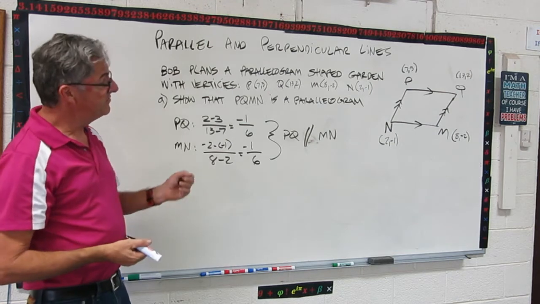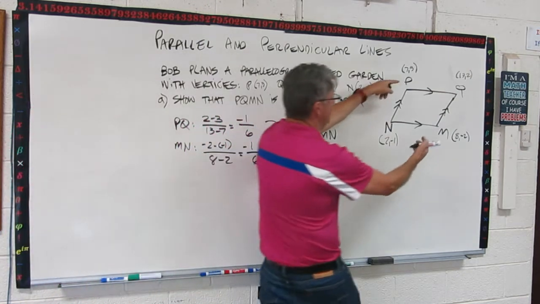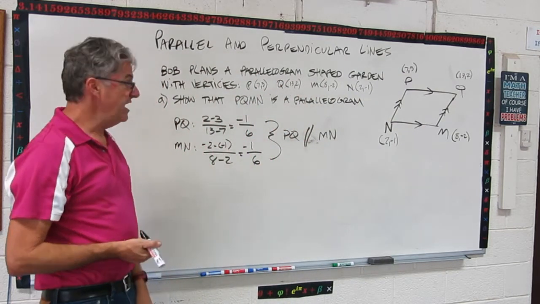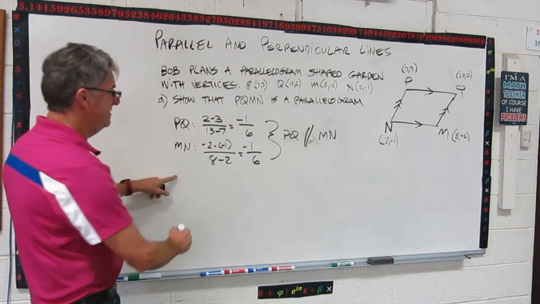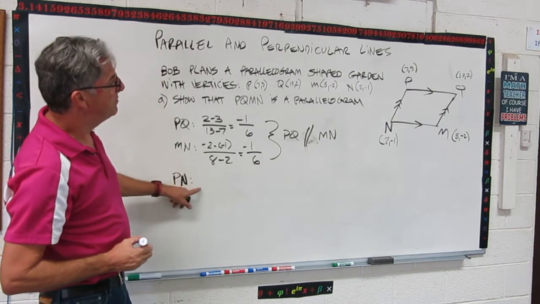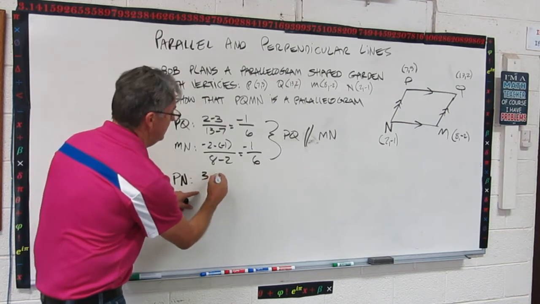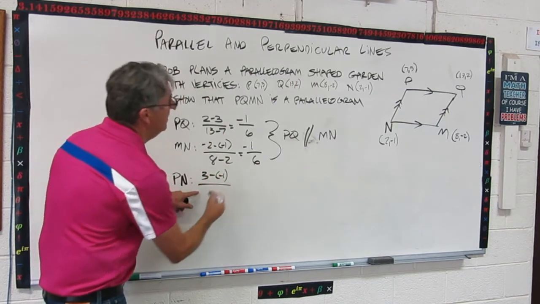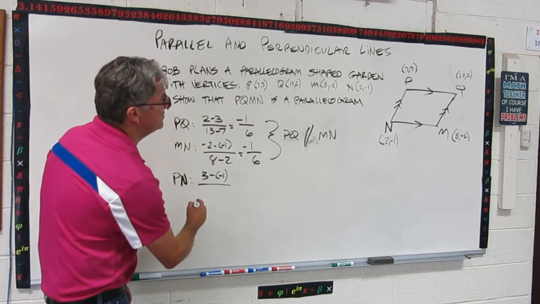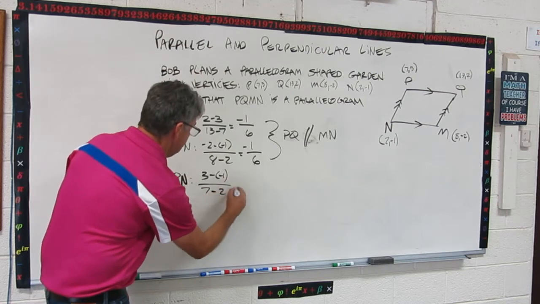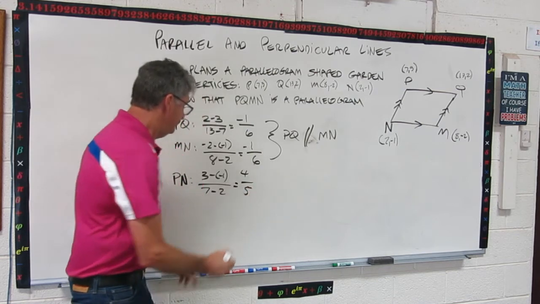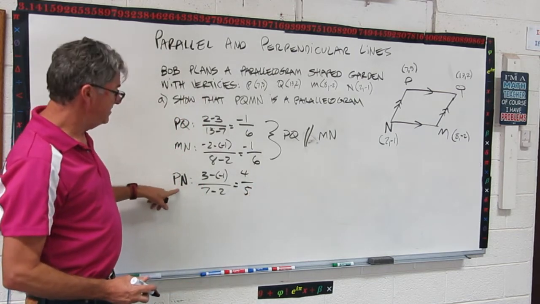No. We need to prove that the other pair of opposite sides, namely PN and QM, also have the same slope and indeed are parallel. So let's do that. I'm going to do PN first. For the y-coordinates, I'm going to use 3 minus -1, and then for the x-coordinates, I'm going to use 7 minus 2. So 3 minus -1 is 4. 7 minus 2 is 5. So the slope for PN is 4/5.